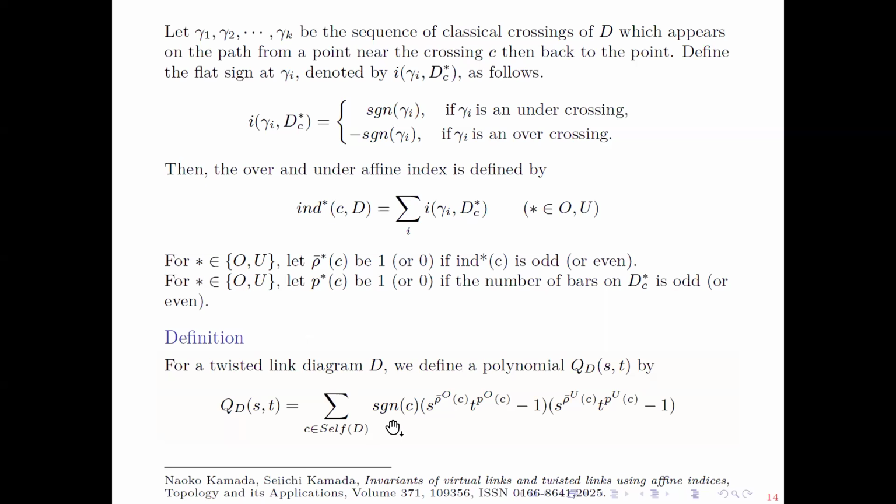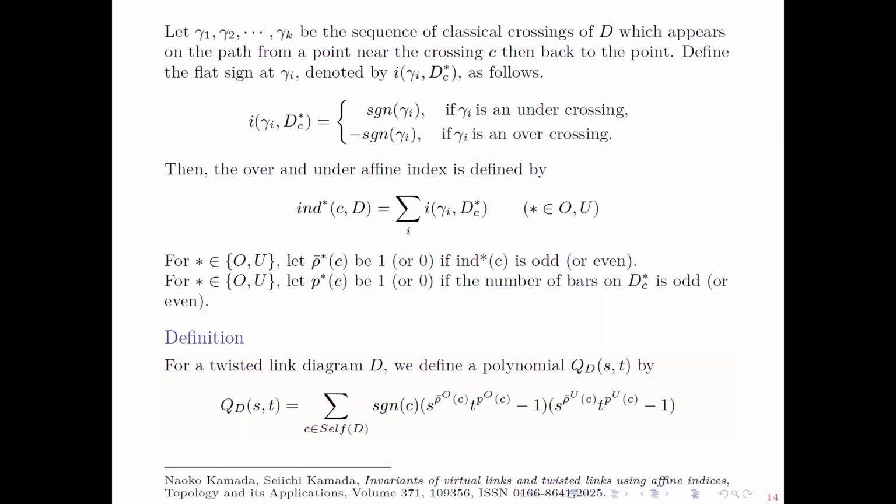For every self-crossing, sign of C, S to the power rho bar OC in the over component, T to the power in the over component, whether the bar is even or odd. Similarly, for the under component, the next term depends on whether the index is odd or even, whether the bar is odd or even. This work is by Naoko Kamada and Seiichi Kamada.